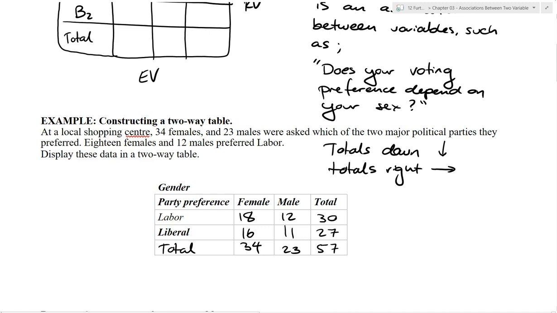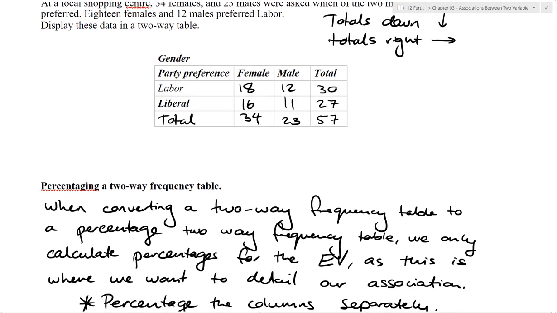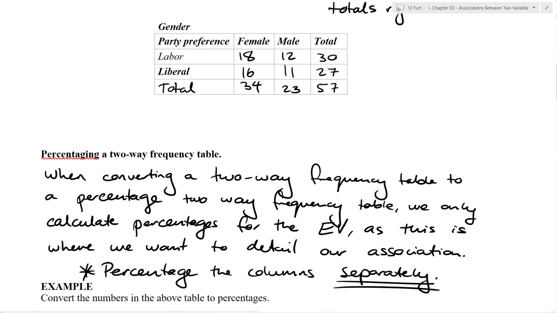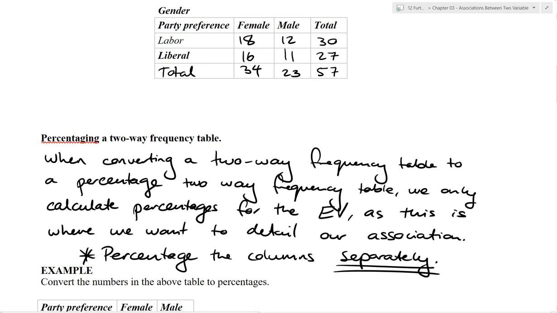At the moment, it's not that helpful because the numbers of males and females is slightly different, and so it's difficult to tell whether or not males or females actually had a tendency to vote for Labour or Liberal. So the second part is a percentage two-way frequency table. So we're going to be converting a two-way frequency table to a percentage two-way frequency table. Again, you could pause this and write it down before we continue, or you can follow along as I go.